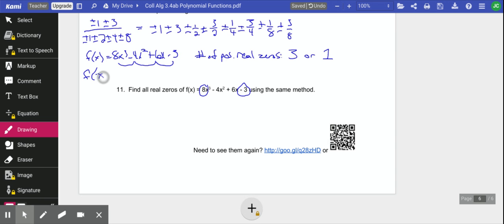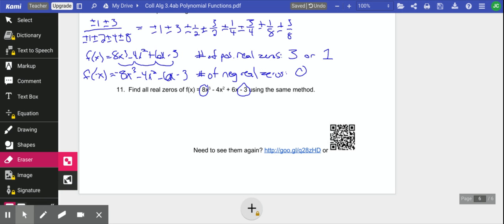Then we look at f of negative x. So we plug in negative x and we get negative 8x cubed minus 4x squared minus 6x minus 3. There are no sign changes, so the number of negative real zeros is none. So what that means is, remember this big long list we had here, none of them are negative. So we just eliminated half of the possibilities. That is good news.